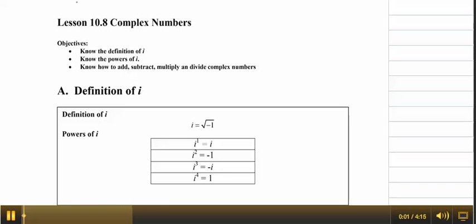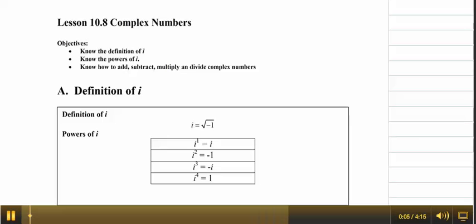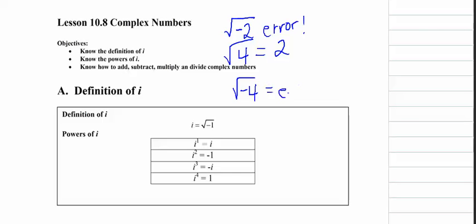Section 10.8 deals with complex numbers. Complex numbers are really just square roots of negatives. And so if we have the square root of -2, your calculator is going to give you an error message for that. Square roots of positives we can simplify, like the square root of 4 equals 2, but the square root of -4 would be an error.